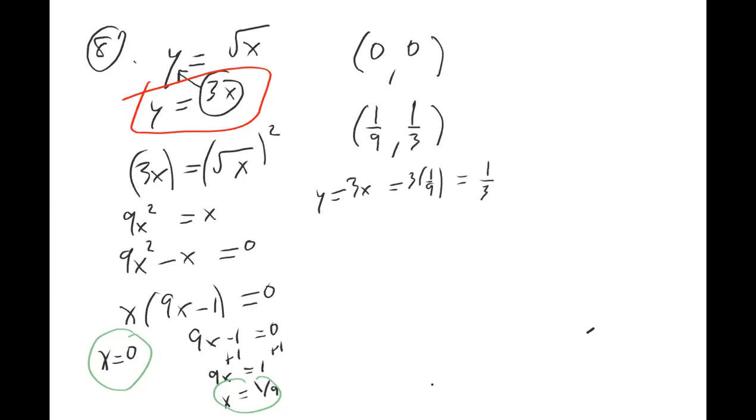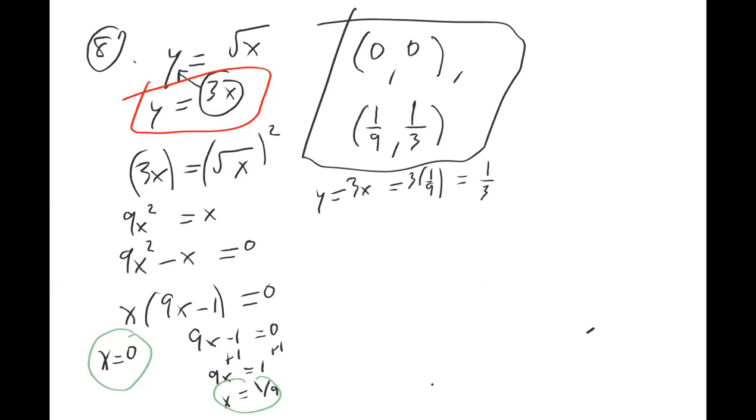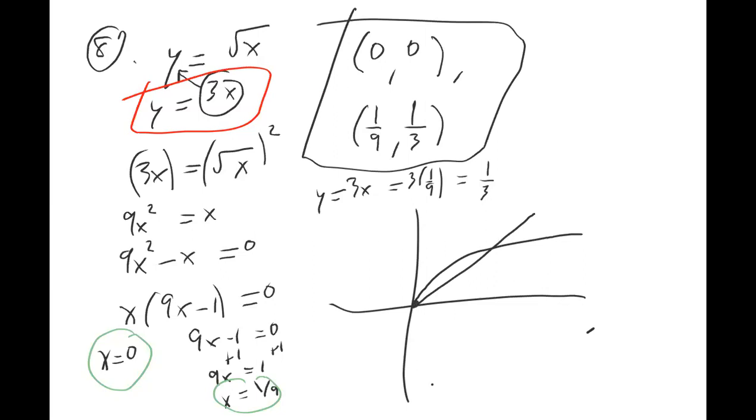So the solutions are 0, 0, and then 1/9, 1/3. And then you have to find a graph that touches each other at those 2 points. So the graph that touches each other at those 2 points and shows a square root and then a line touches at 0, 0, and the lines cross again at 1/9, 1/3. So just pick the graph that looks like that, that crosses itself at those 2 points.